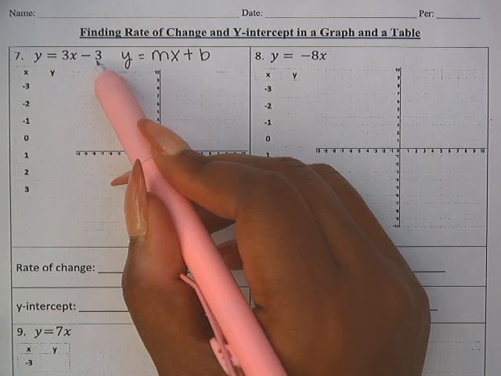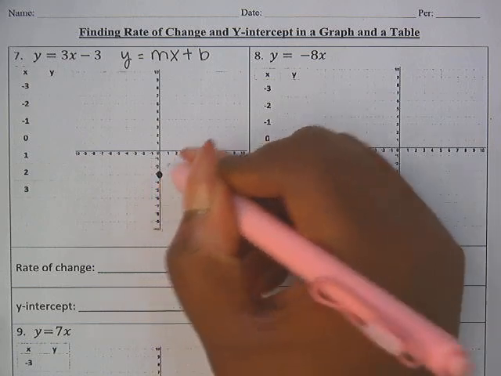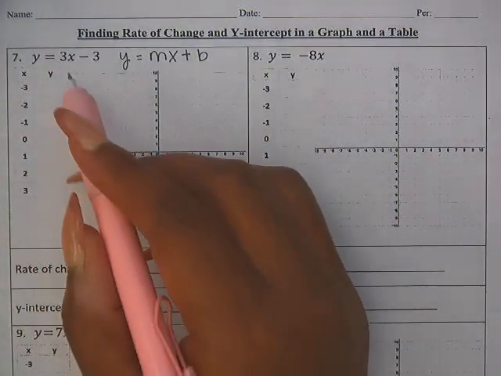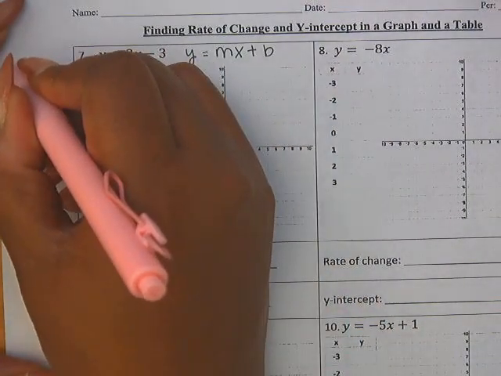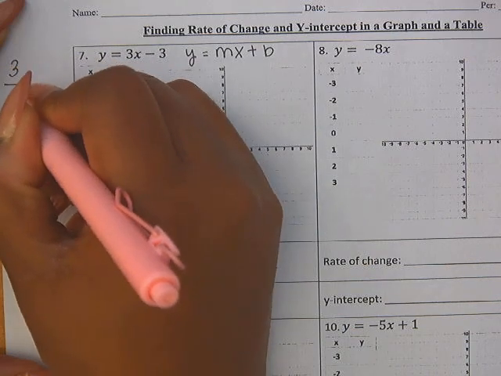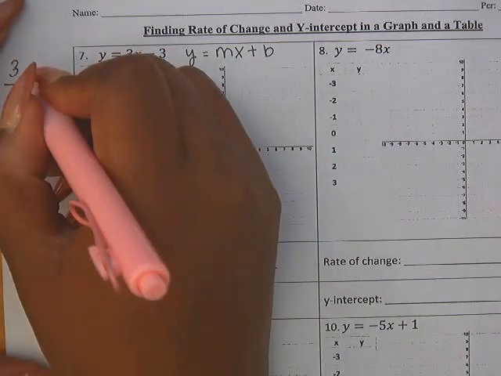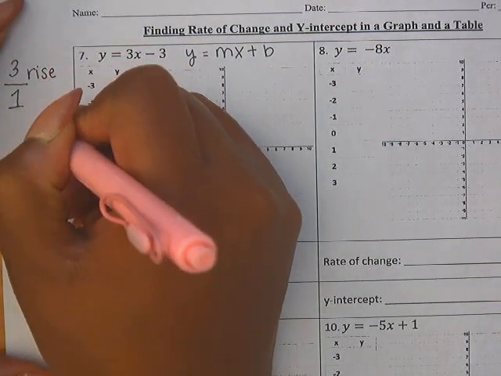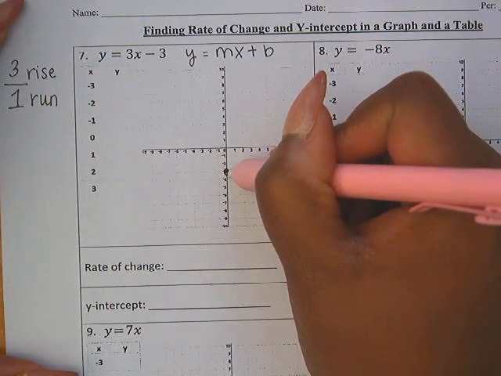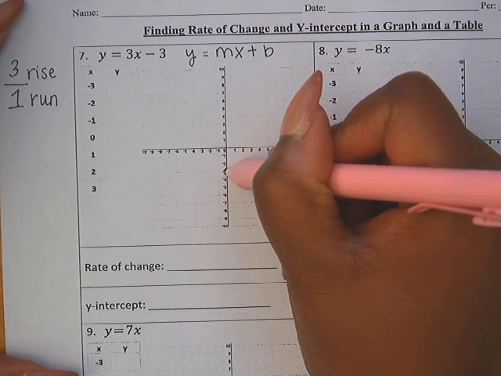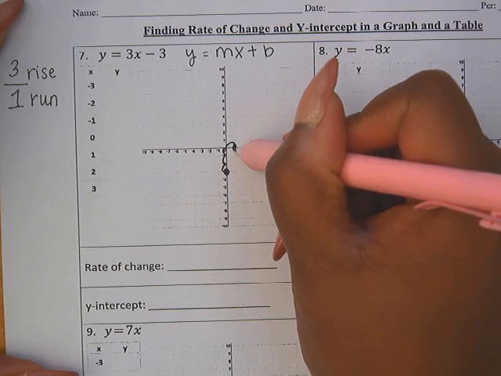So with -3 being the y-intercept, I'm going to start from -3. That will be my first point. My slope is 3, but as we know, for slope, we need rise over run. So to turn a whole number into a fraction, you just put it over the number 1. So now we have a rise of +3 and a run of +1. So from -3, I'm going to go up 3, 1, 2, 3, and to the right 1.